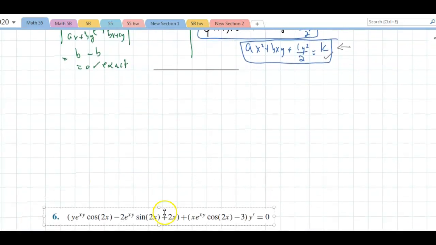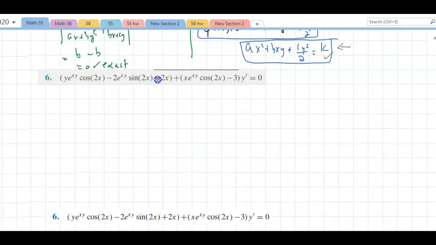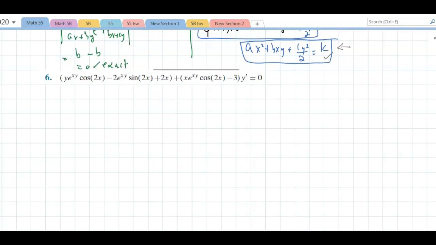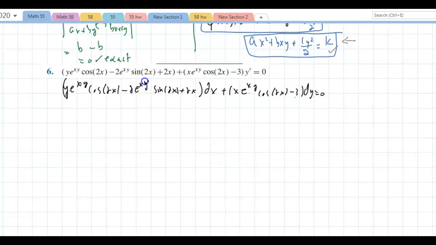And I leave the most fun till last. Look at this beauty. If I take y e to the x y cosine of 2x minus 2e to the xy sine of 2x plus 2x, multiplied by dx, plus x e to the xy cosine of 2x minus... I forgot a y right there.